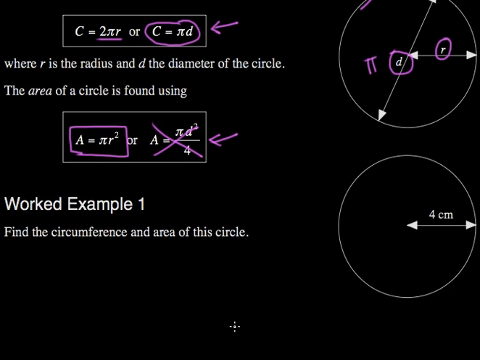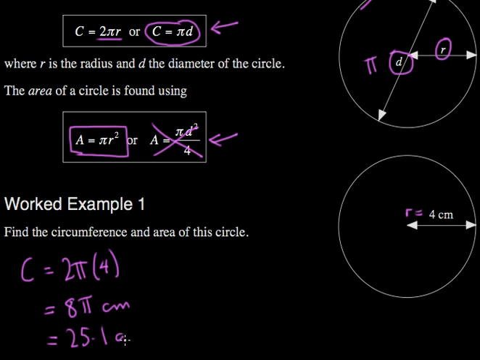In this first worked example, it's simply asking us to find the circumference and the area of this circle. If we were to use the radius for this, then we would use the first formula for both. So the circumference would be 2 pi r, which could be written as 8 pi. You could write this to one decimal place, which would be 25.1. But in either case you would need to write the units, which would be centimeters.